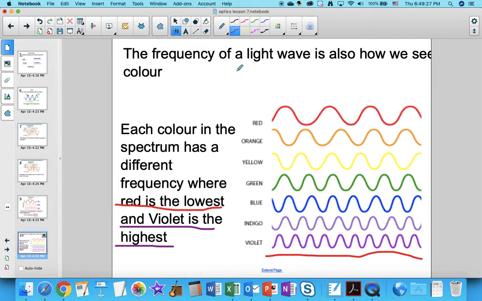Red is the slowest, has the lowest amount of energy, and repeats itself the lowest amount of time, so it has a low frequency. Violet light has the highest energy, the most frequency, and repeats itself the most. So it has a high frequency, right? That's the difference between the colors of light. That's really the only difference. They're made up of the same thing. It's just one is moving faster or vibrating or moving up and down faster than the other.